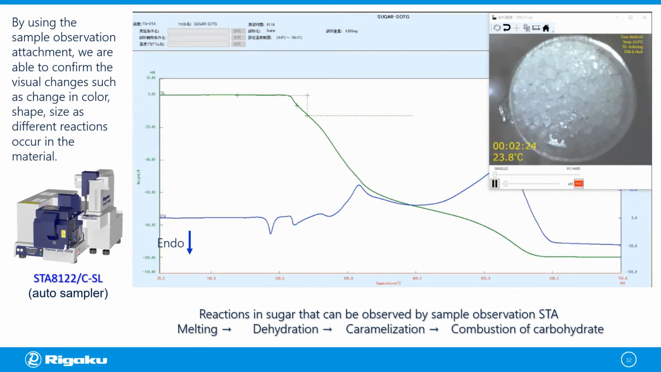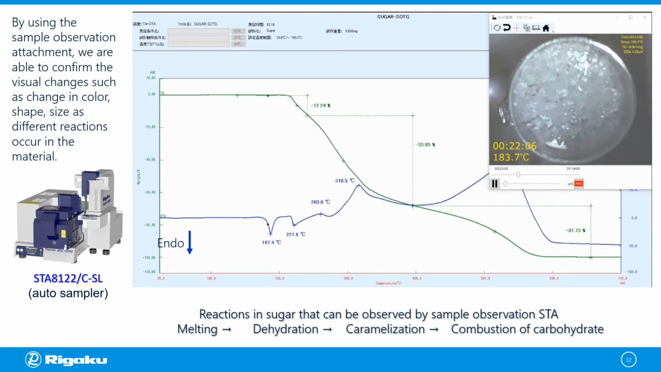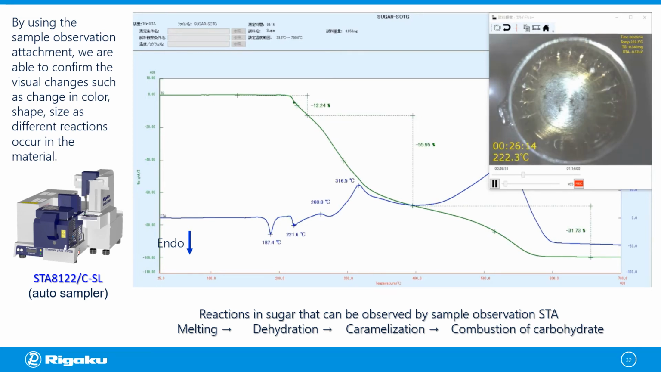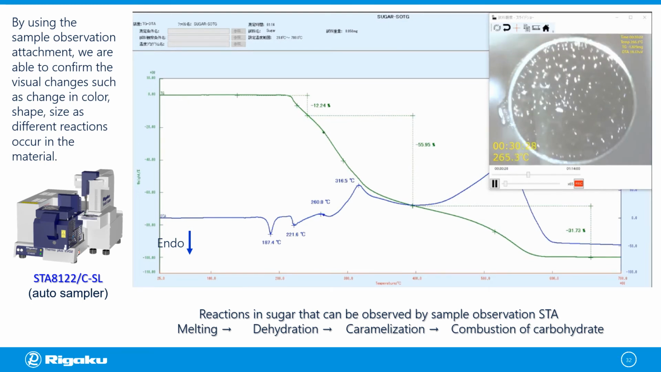This slide shows us the movie of the thermal behavior of the granular sugar by sample observation STA. The first reaction that we are going to observe is at 187 degrees centigrade, where there is melting of sugar. Here you can see the change in shape of the material. And the next reaction is a dehydration, and after that caramelization, after which there is the combustion of carbohydrate in sugar.